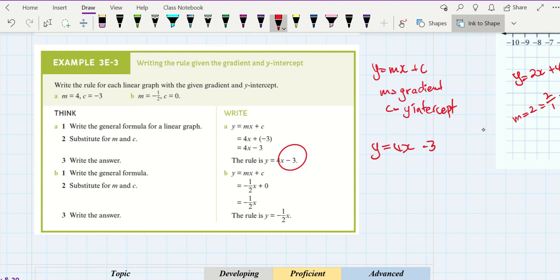And the next one is y equals negative half x, and then c equals 0. So I could say plus or minus 0, but that doesn't really make sense, does it? So we just leave that out.